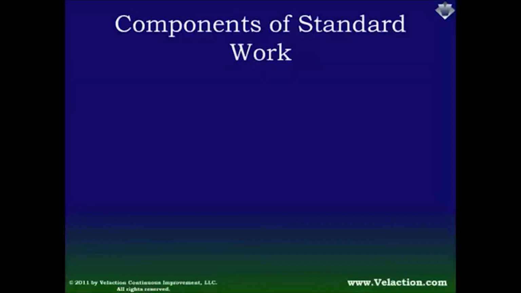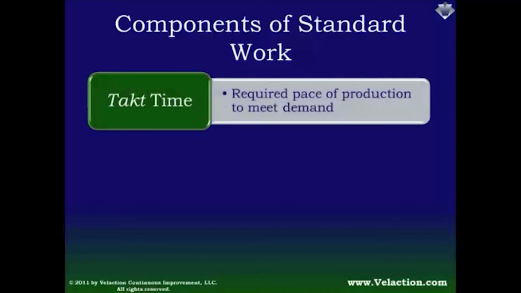For an operation to truly have standard work, and not just some form of standardization, it has to have three basic components. The first of these components is takt time. The term takt is German in origin, and it means either the rhythm of music or the baton that an orchestra conductor uses. And that's really what it is in manufacturing also. It's the rhythm of production. It's the pace at which you are required to produce to meet customer demand.